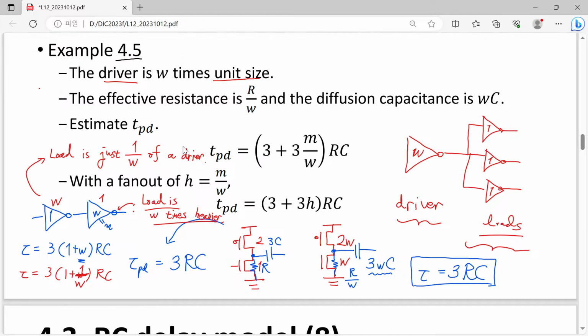So it simply means that if we have a heavy load, then it increases the propagation delay. If we have a light load, then it reduces the propagation delay. Of course, if we have this W quite large, then it corresponds to an almost unloaded situation. Okay.